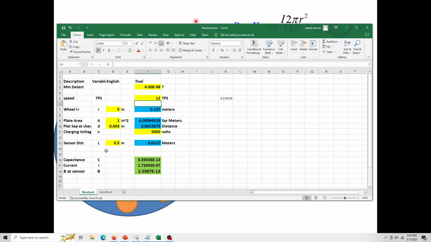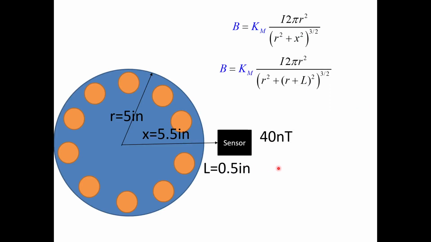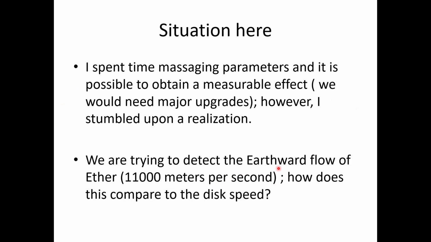So yeah, we could play with these parameters and move this value up to the point where we could measure it with our detector. But that's going to be a much more complicated experiment than I want to run. So let me go to the next page to show you where we're going with this. As you saw, I spent time massaging the parameters. It's possible to obtain measurable effects, but we'd need major equipment upgrades in terms of voltage, motor speeds, maybe a bigger size wheel.